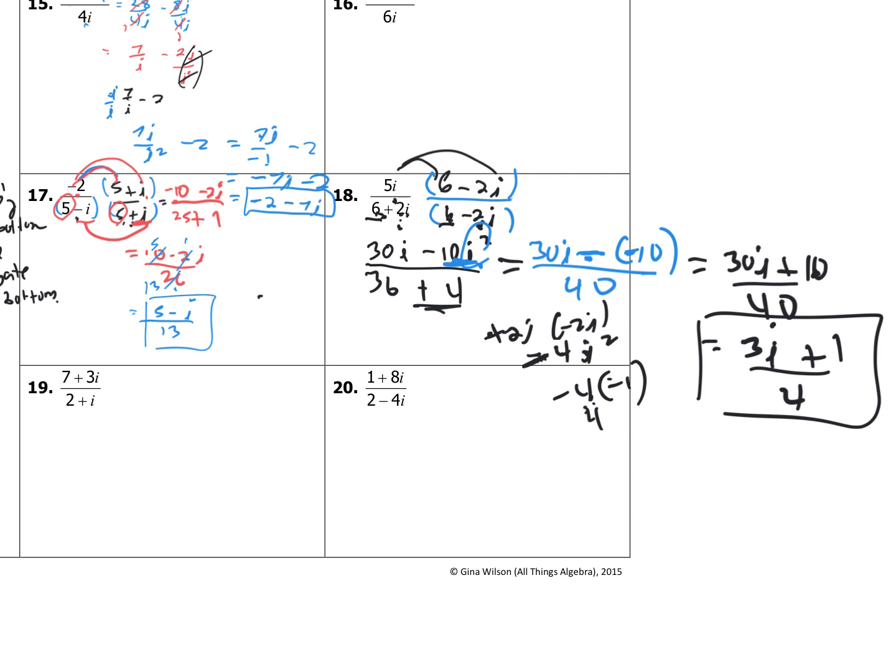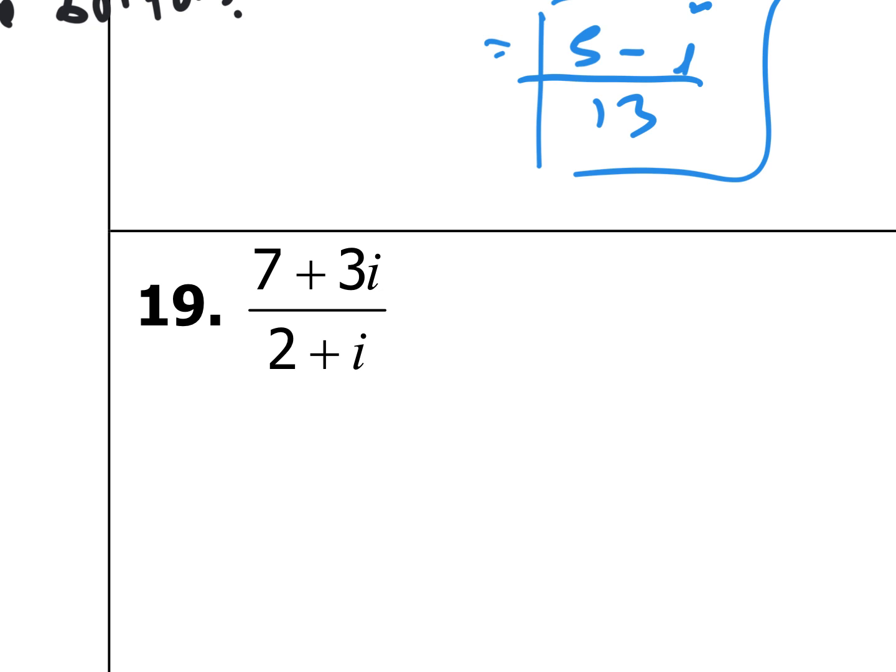Let's do another one. Okay. There's an I in the bottom, 2 plus I. The only way to get rid of that I is to multiply by what?